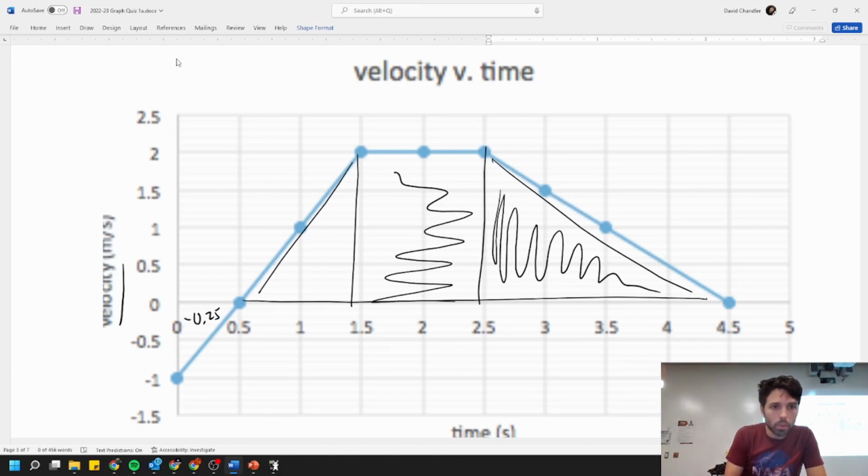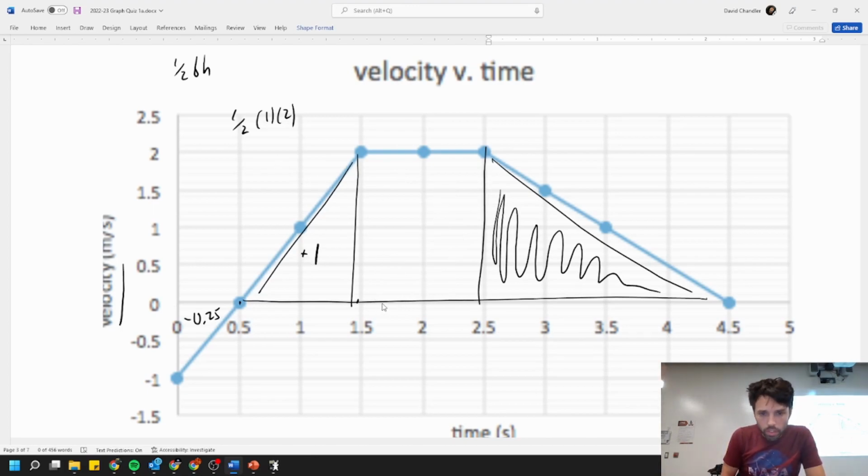One-half base times height is my formula. The base looks like it is 1, from 1/2 to 1.5 is 1. And then we go up 2, from 0 up to 2. So it's going to be 1/2 times 1 times 2. That's going to be a positive 1, right? 1 times 2 is 2, times 1/2 is going to be 1. It's positive 1 there.